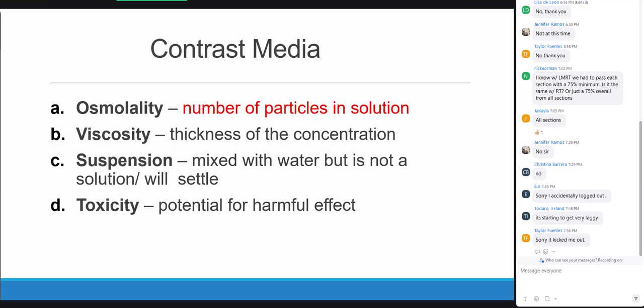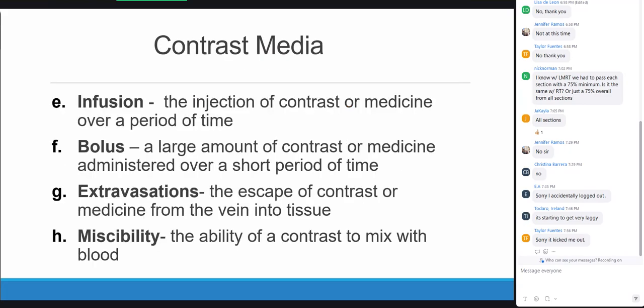Suspension, it's mixed with water and suspended temporarily in the fluid or the water. Toxicity refers to the potential for a harmful effect. An infusion is contrast or medicine over a period of time. Bolus is a large amount of contrast or medicine given over a short period of time. If the medicine or contrast escapes the vein or vessel, that is an extravasation. Miscibility is the ability of the contrast to mix with the blood.